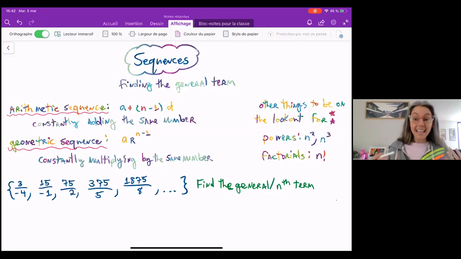So we're going to keep all of this in mind, and we're going to start by trying to find the general term or the nth term of this sequence right here. Remember, the general term is a term that when I plug in the rank or the location in the sequence, I should get the value. So for the sequence that we're about to do right here, the fourth number is 375 over 5. So when I plug in 4 to my general term, it should spit out 375 over 5. Okay, so let's get started.